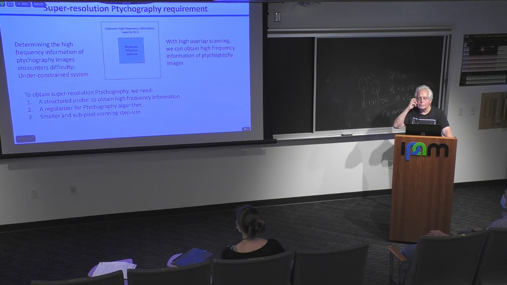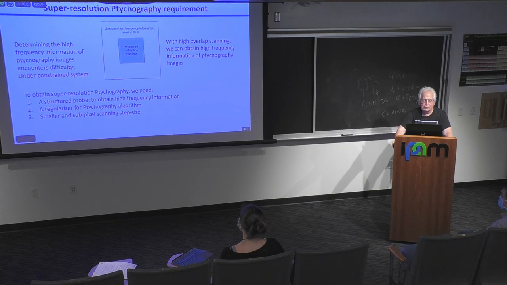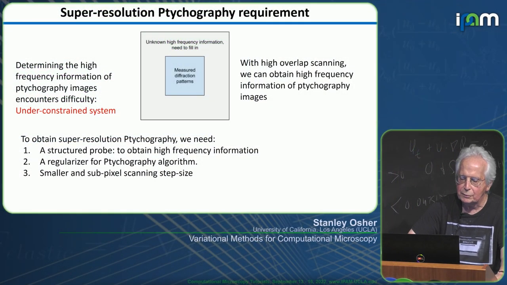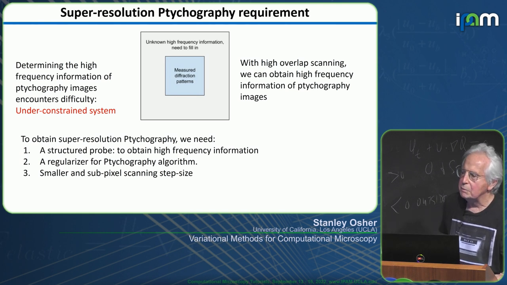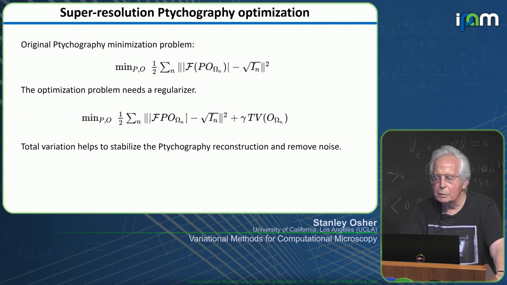So super-resolution tichography says you want to determine the high frequency information of tichography images. It's an under-constrained system, but we have overlap scanning, so we can get high information from these tichography images. So you need a structured probe to obtain high-frequency information, a regularizer for tichography, which I love, and smaller sub-pixel scanning step sizes, and so on. Okay. Very good.